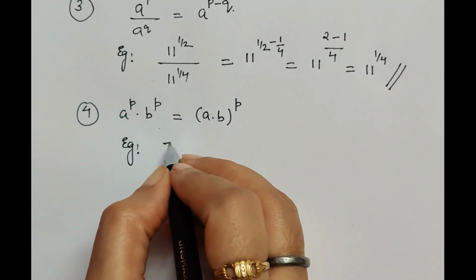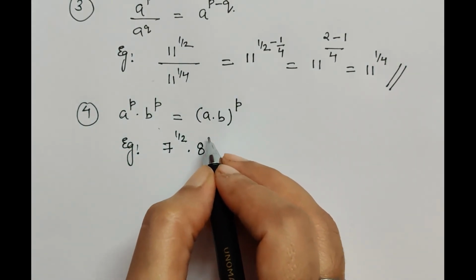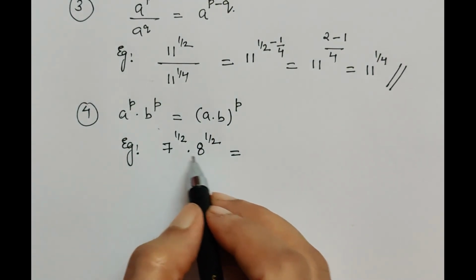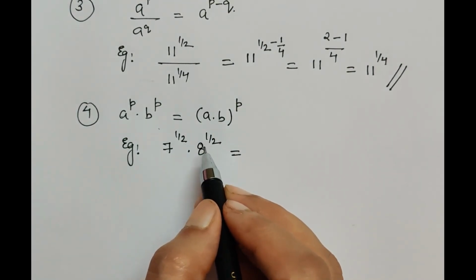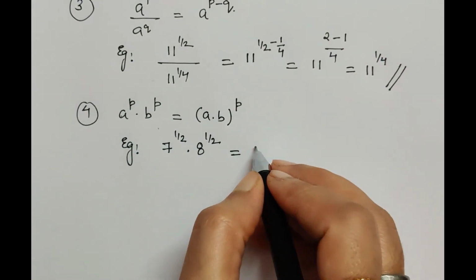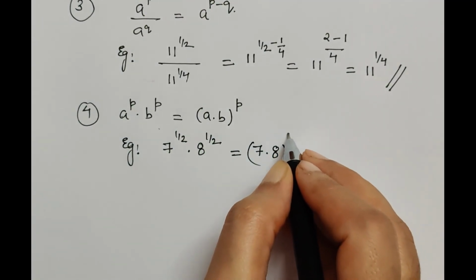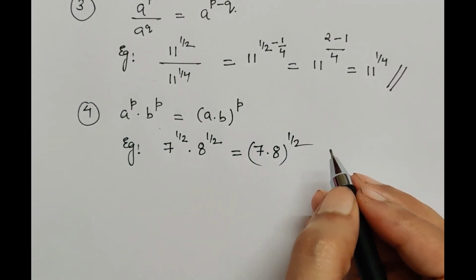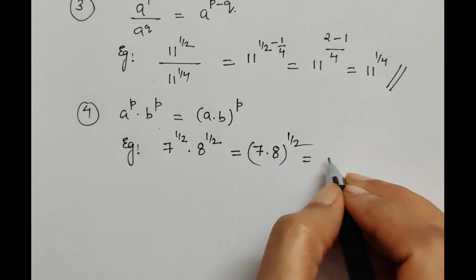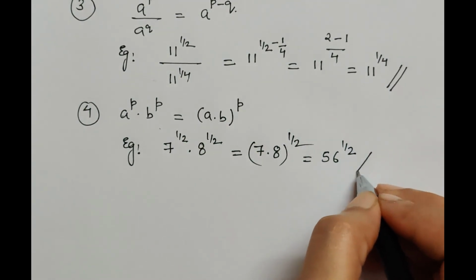If we have 7 to the power 1 by 2 into 8 to the power 1 by 2, we can see bases are different but the power is same. That means same power is valid for 7 as well as for 8. So what we can do is we can write 7 into 8 inside the bracket and we can put the whole power, which is the common power. Now 7 8s are 56, so 56 to the power 1 by 2 is the answer for this question.